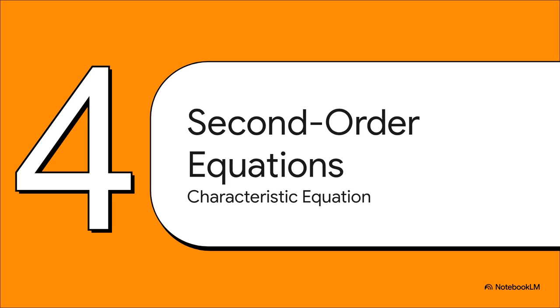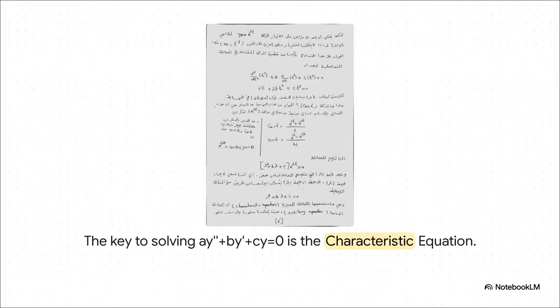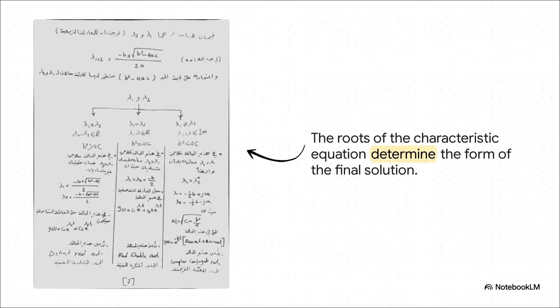All right, time to level up. We're moving on from the first-order stuff to a new set of tools. These are designed for a super common and really important type of problem, second-order linear equations that have constant coefficients. And what's so amazing here, as you can see in these notes, is that for this entire class of problems, our main diagnostic tool is something you probably learned in high school algebra, a simple quadratic equation. We take our differential equation and we morph it into this thing called the characteristic equation. And just by solving this basic algebra problem, we learn everything we need to know.